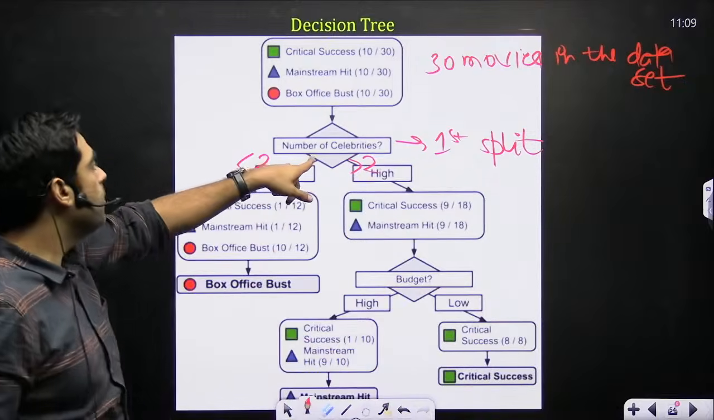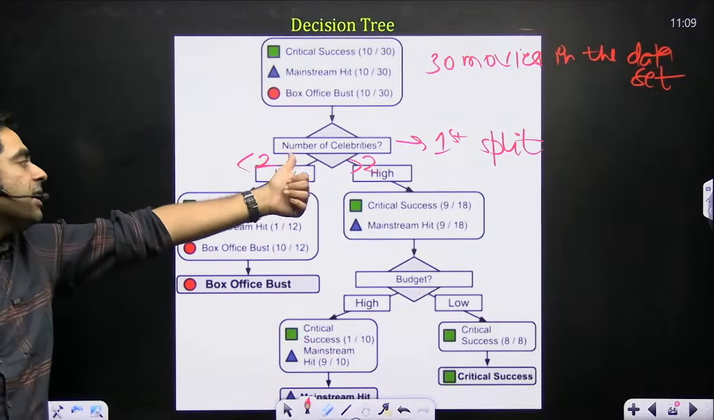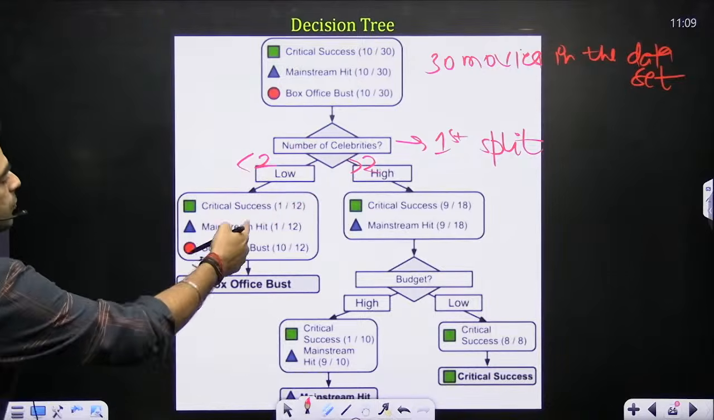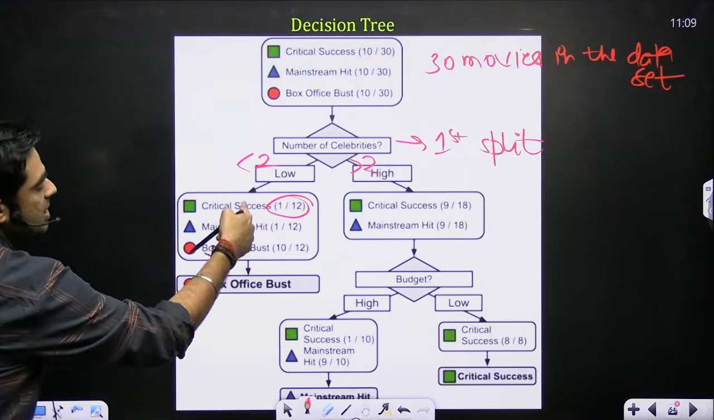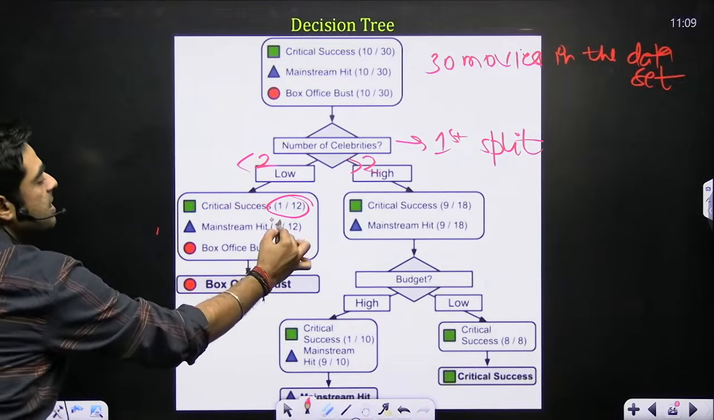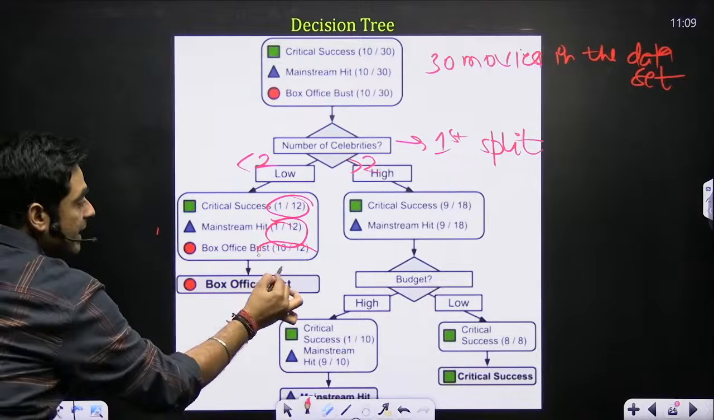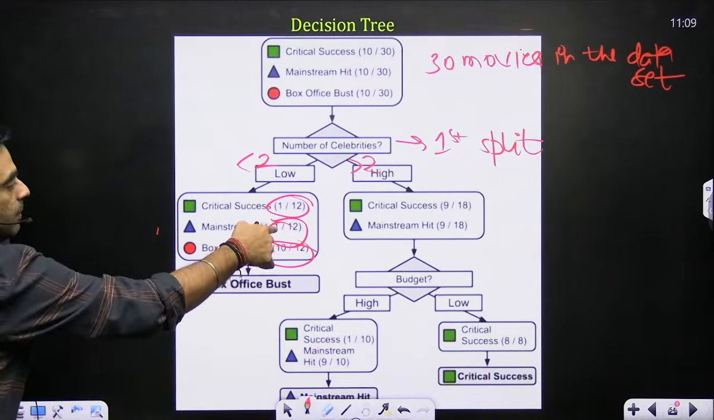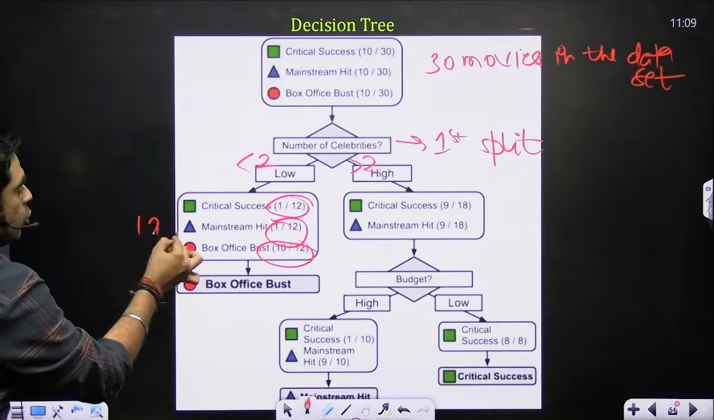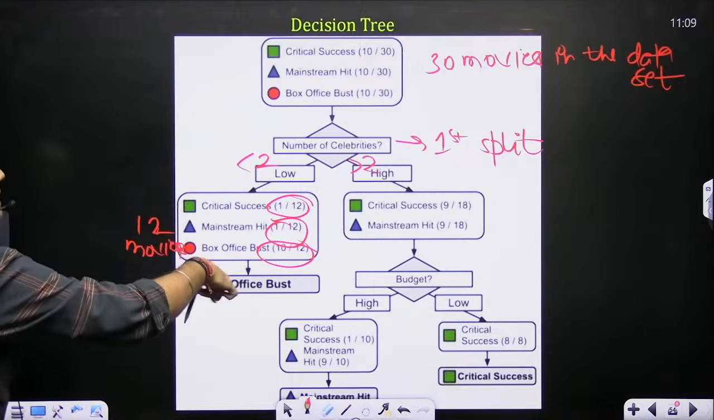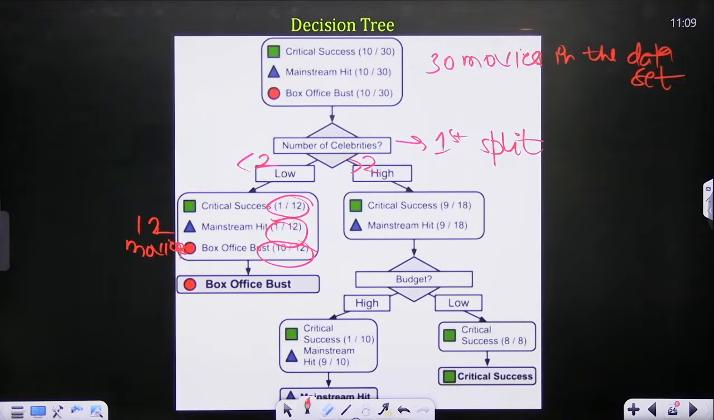So this is the number of celebrities. If celebrity is less than 2, just for an example, then in this split, how many do you have? 1 critical success, 1 mainstream hit, and 10 box office bust. So a total of 10 plus 1 plus 1, so a total of 12 samples are there while splitting along number of celebrities.